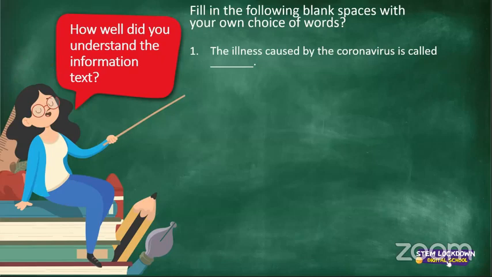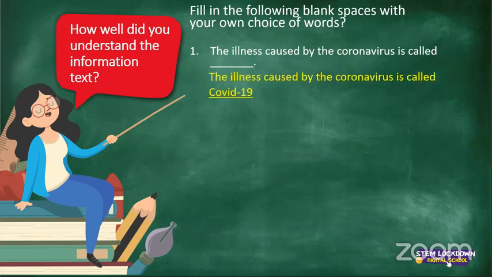Okay. Now this section here, I want you to write in the chat box, if you can, the answer to these questions. Fill in the blank spaces with your own choice of words. Number 1, the illness caused by the coronavirus is called? Who is going to put it in the chat box? Anyone? Right, someone's put it, COVID-19. Good. The illness caused by the coronavirus is called COVID-19.